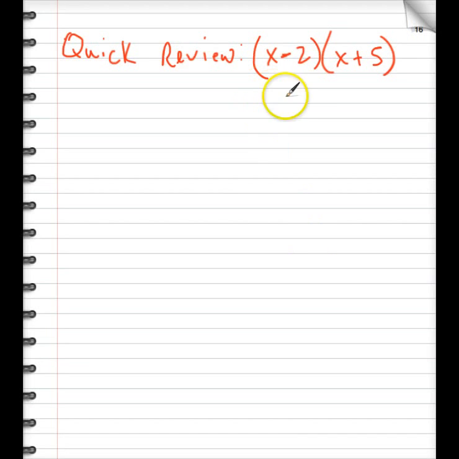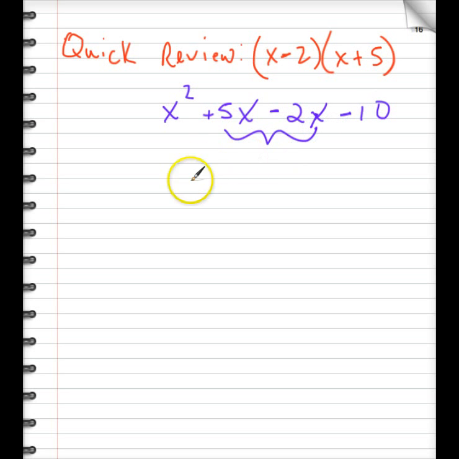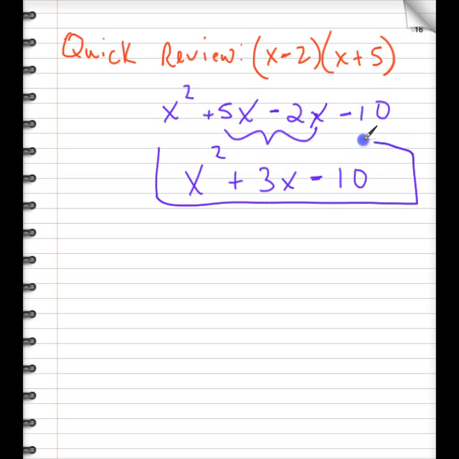Let's FOIL out, or multiply, x minus 2 times x plus 5. Now, there's a method to my madness here. Okay, doing that first, x times x, x squared. Outside, 5 times x is 5x. Inside, negative 2 times x is negative 2x. And last, negative 2 times 5 is negative 10. Simplifying the outside and inside here, we have x squared plus 3x minus 10. Okay, why did I do that? Well, I'll explain why.